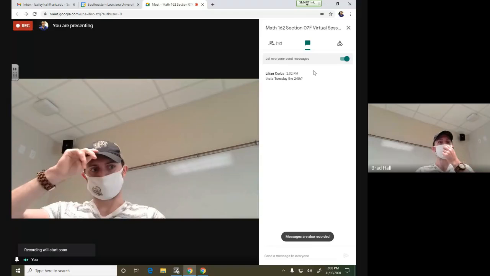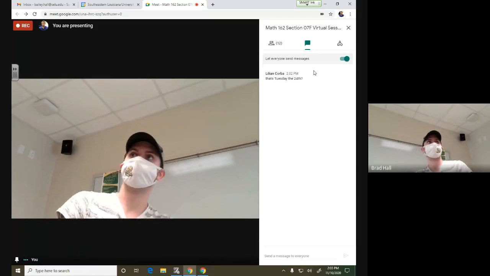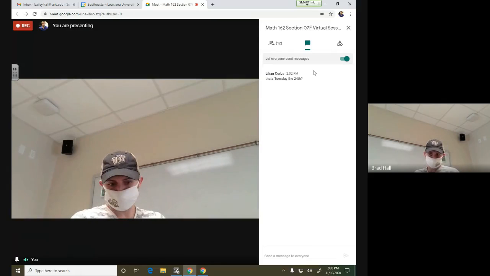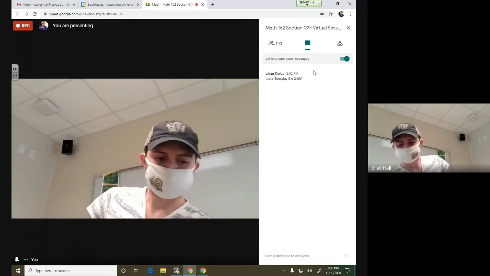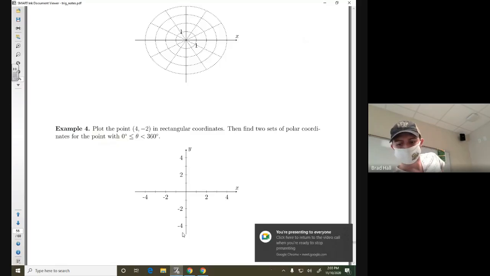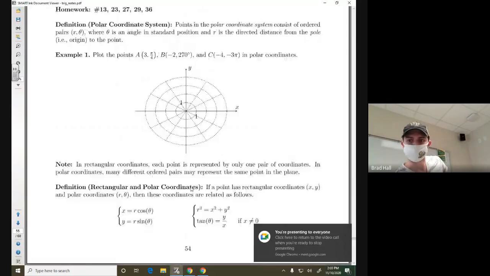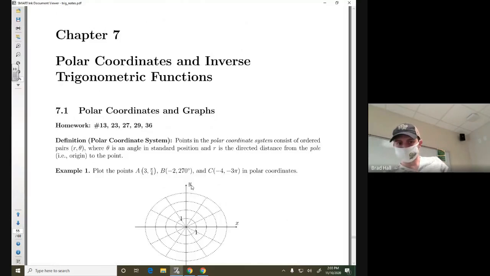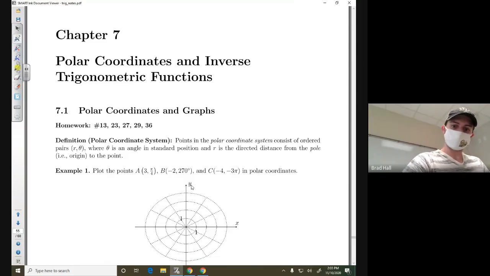We have a reasonably simple day today. We're going to be discussing polar coordinates, and so if you haven't done so already, please reference the notes. This is section 8.5 in the book.